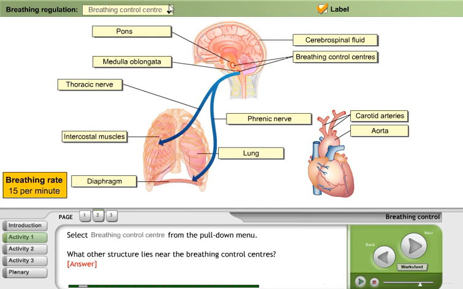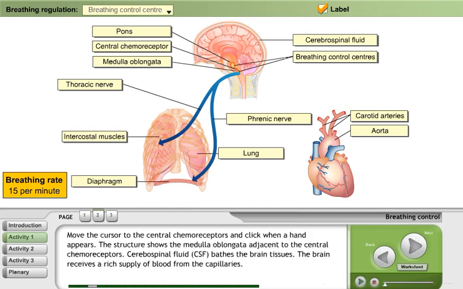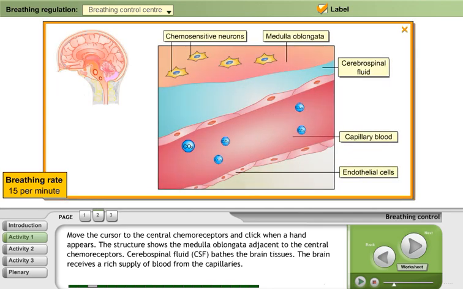What other structure lies near the breathing control centers? Answer: the central chemoreceptors. Move the cursor to the central chemoreceptors and click when a hand appears. The structure shows the medulla oblongata adjacent to the central chemoreceptors. Cerebrospinal fluid, or CSF, bathes the brain tissues. The brain receives a rich supply of blood from the capillaries.